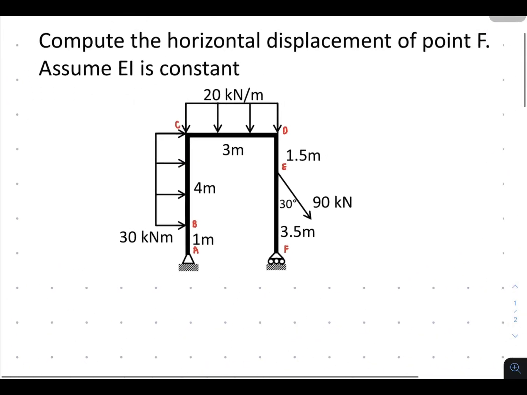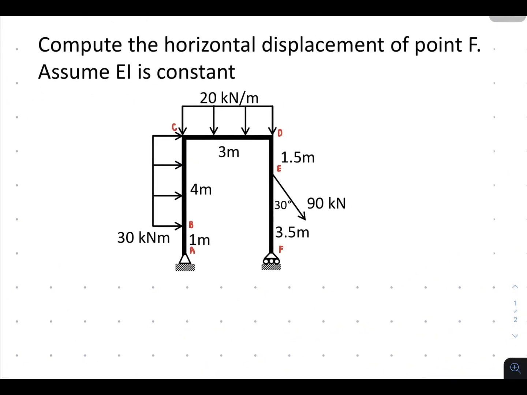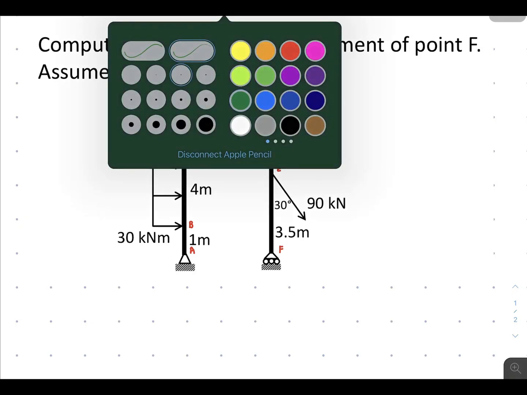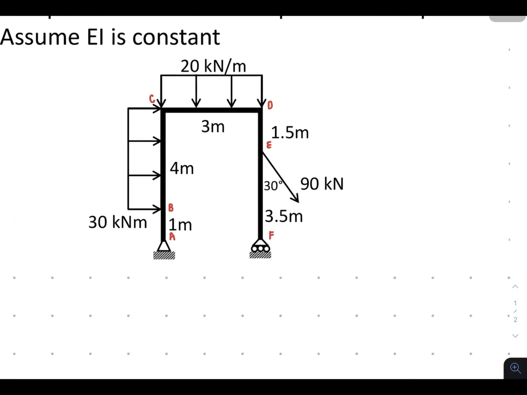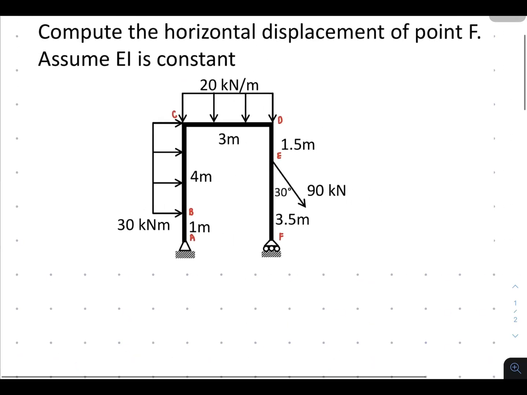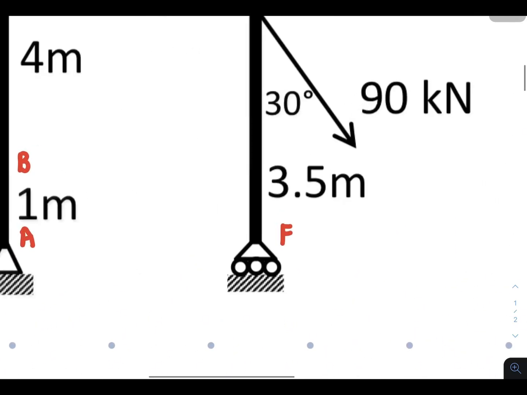So there, we are going to find the displacement of point F. Since this is Castigliano's second theorem, we're expecting a horizontal displacement at point F. So this is our point F, and I'd like to have the direction in that manner.